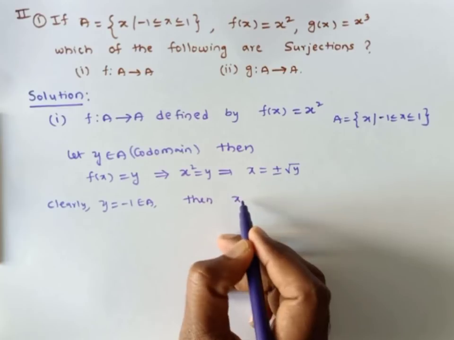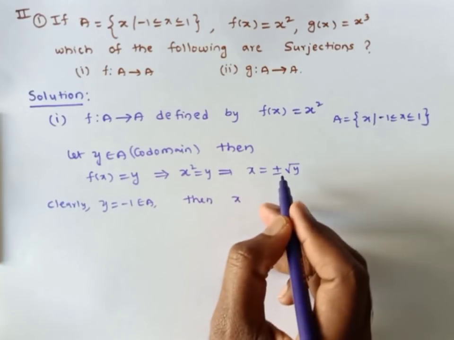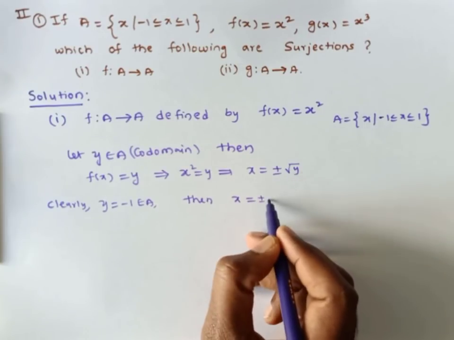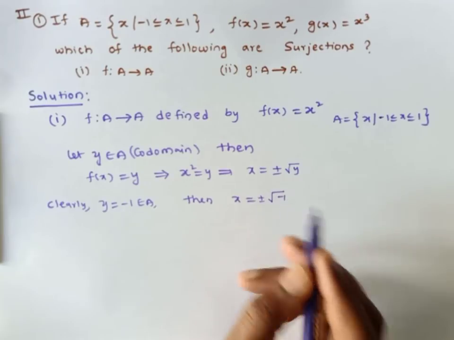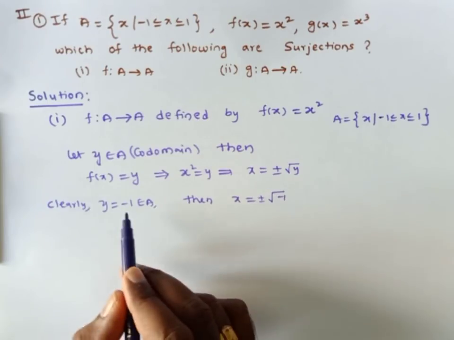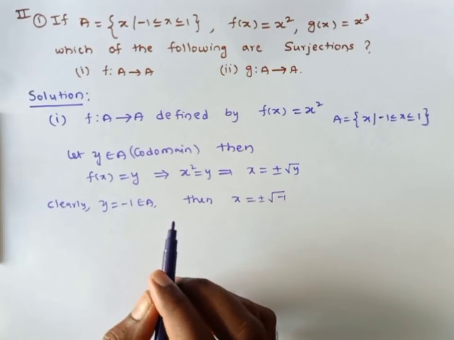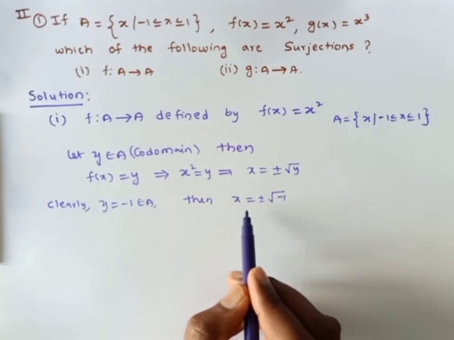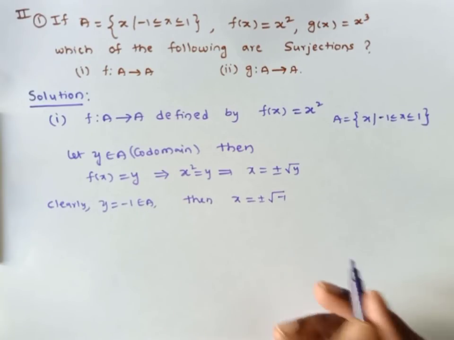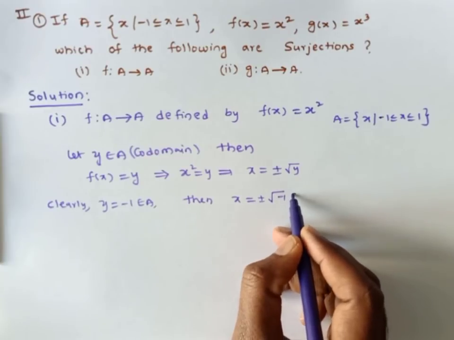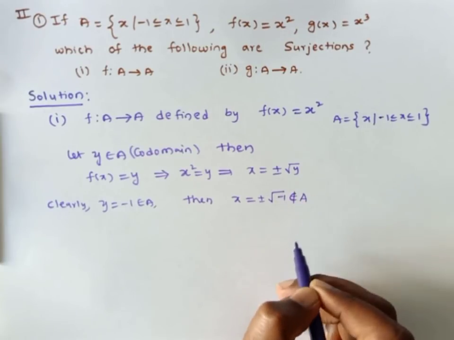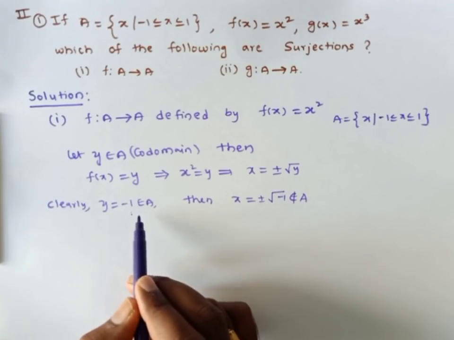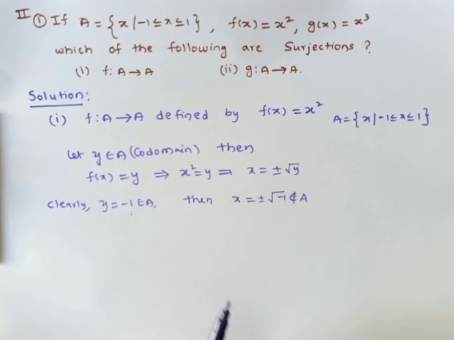Then, x equals plus or minus some number, so the root of minus 1 should exist here in the domain. That means minus 1 in the codomain should have a pre-image. But if y equals minus 1 belongs to the codomain, then x equals plus or minus root of minus 1. Root of minus 1 is not defined, so this does not belong to the domain set A. It means there exists a number minus 1 in the codomain that has no pre-image in the domain.